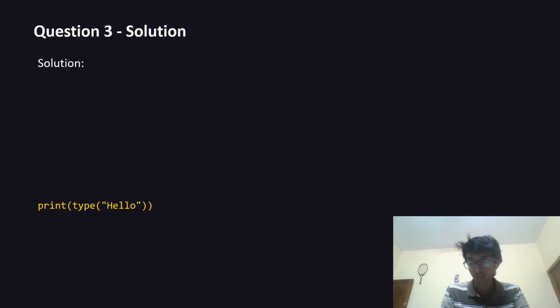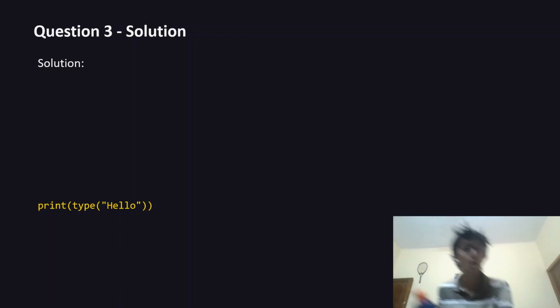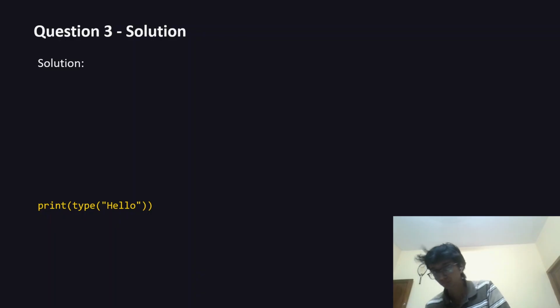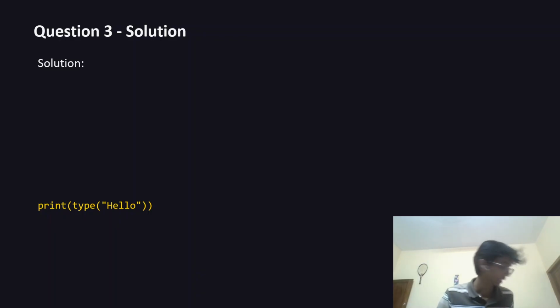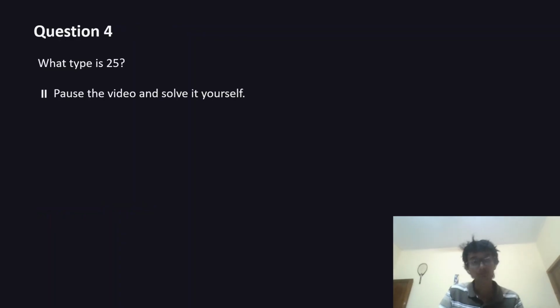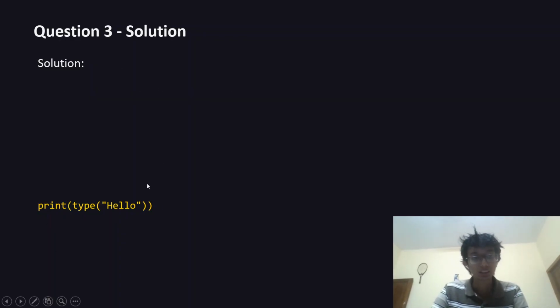The solution says it is type("hello"). How do we check the type of "hello"? This is how we check, using the type function. This is how we get the answer for what type it is, using the type function on whatever we need to check. And this is like a type of shortcut, if you want to say it.